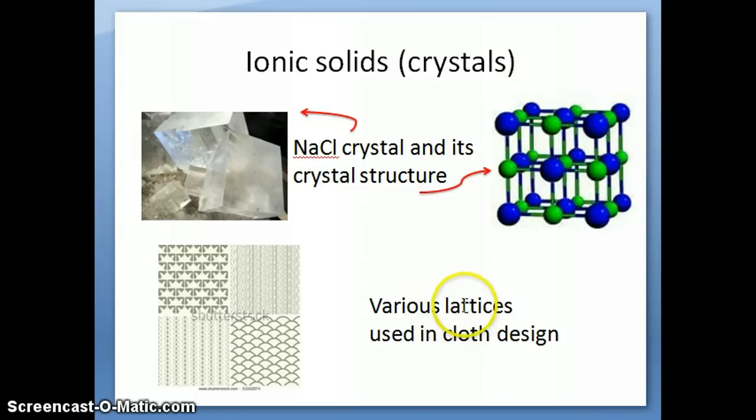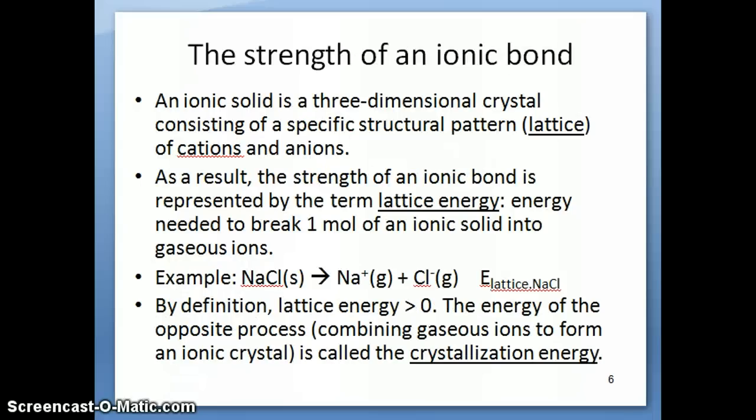The word lattice comes from arts and crafts type fields, where in cloth design, for example, you use a specific pattern to design a cloth. In this case, you can see that this particular pattern is just being repeated again and again. So that's the idea of a lattice. That's why this whole crystal is called a lattice, because it repeats the same pattern again and again for this particular group of ions, sodium and chloride.